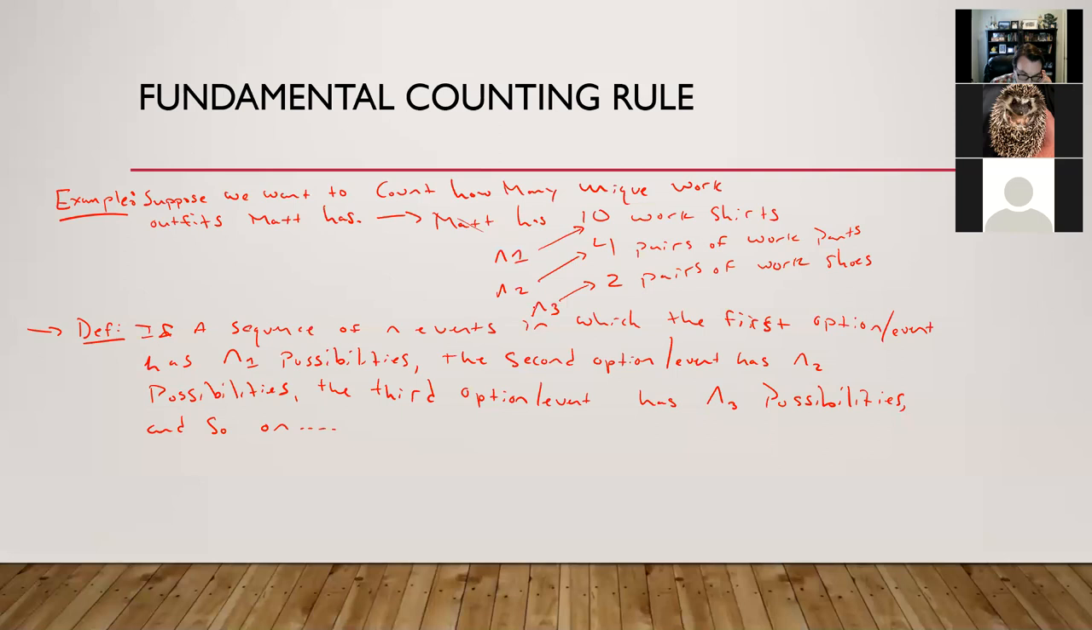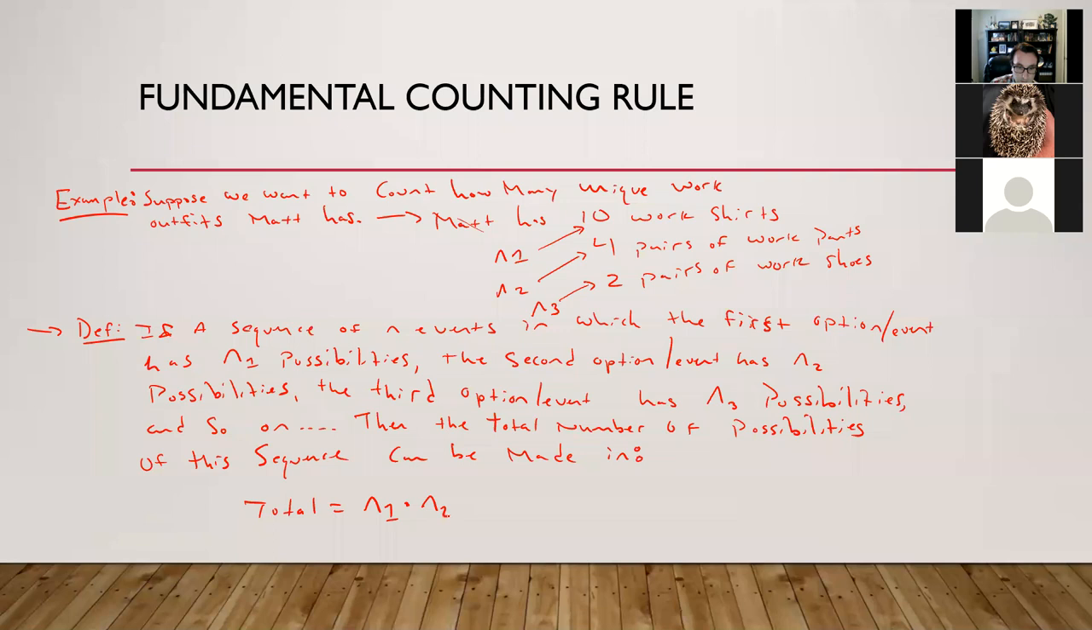Then the total number of possibilities of this sequence, the total number of ways I could select my work outfit, comes from a very simple formula. You just take n sub 1 times n sub 2 times n sub 3, and you keep going like that. So for my example here, how many work shirts did I say I had?